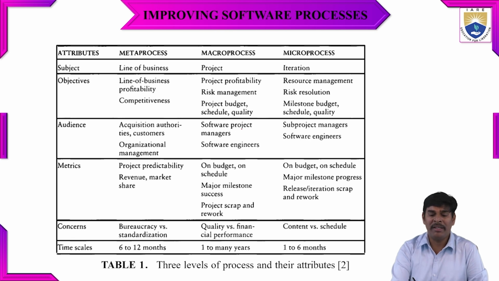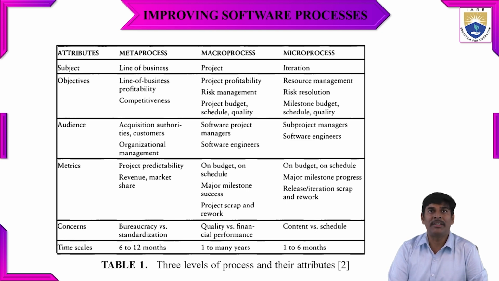So it will be dealt with by the software project managers and software engineers. In the macro process, the audience is the project managers and the engineers. In the micro process, the audience is the team leaders and the software developers, that is, the software engineers. And what are the metrics we are going to use for the meta process?